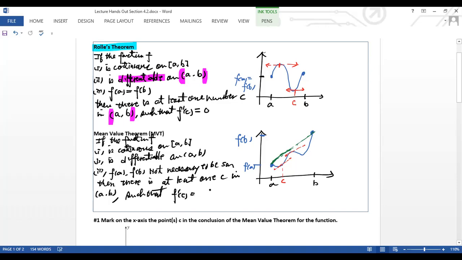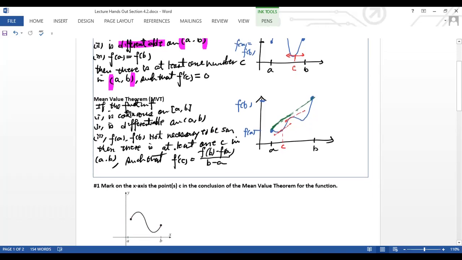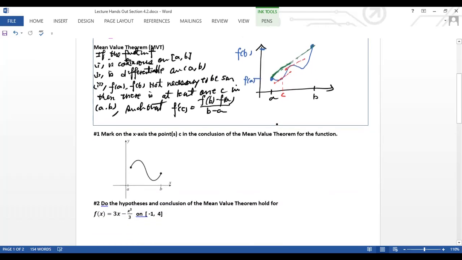equals this, that means this is f prime of c, right? So it will be equal to this green slope. What is the green slope? Rise over run. So it's f(b) minus f(a) over b minus a. Okay, so now that's what we talk about for the mean value theorem here. That means we can find at least one point. It could be, like in this example, I have 2 points here.